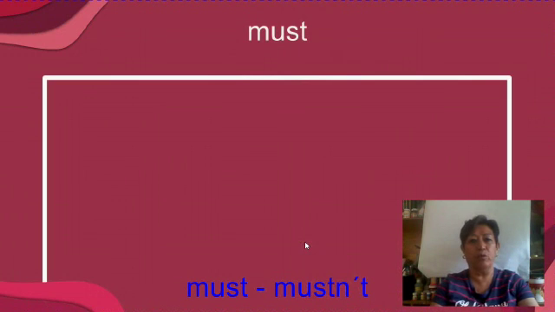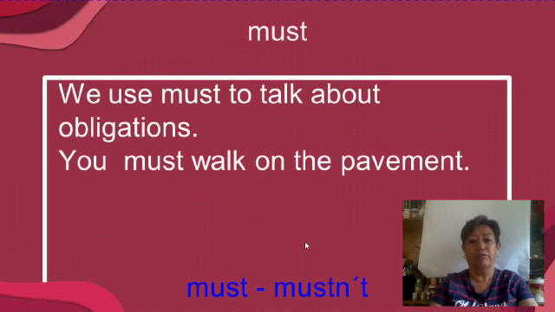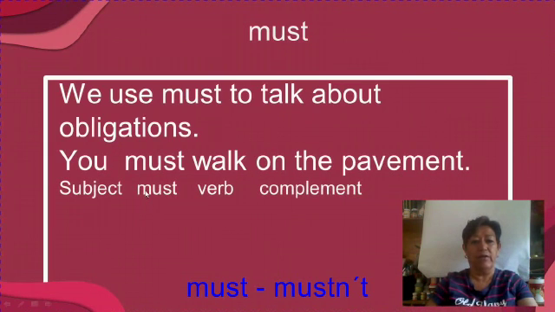And now let's revise the modal must. Do you remember when we have to use the modal auxiliary must? Exactly, we use must to talk about obligations. For example, as a citizen, you must walk on the pavement. Why is it an obligation? Because if you walk on the road, you may have an accident. And remember that to make sentences we need the subject, the modal auxiliary must, a verb, and then the complement.